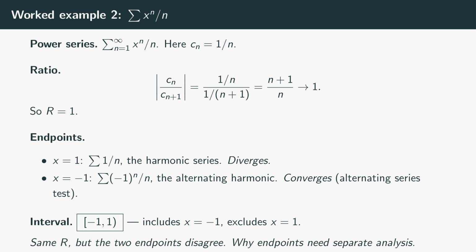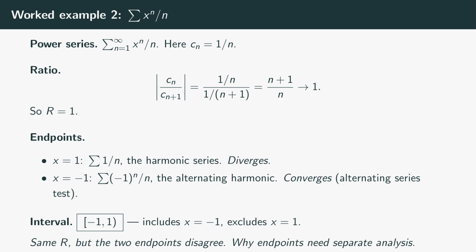Putting it together, the interval of convergence is from minus 1 to 1, closed on the left, open on the right. This is the prototypical example of why endpoints need separate analysis. Same r on both sides, but the endpoints disagree. One converges, one doesn't. The structure is asymmetric because the alternating signs at x equals minus 1 rescue the convergence that fails at x equals 1.